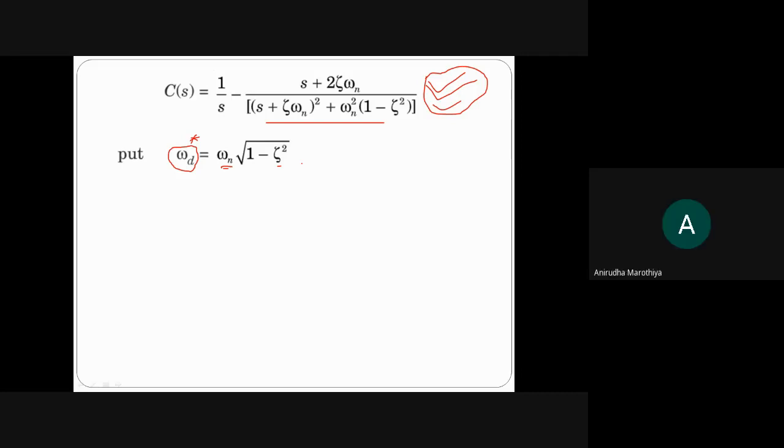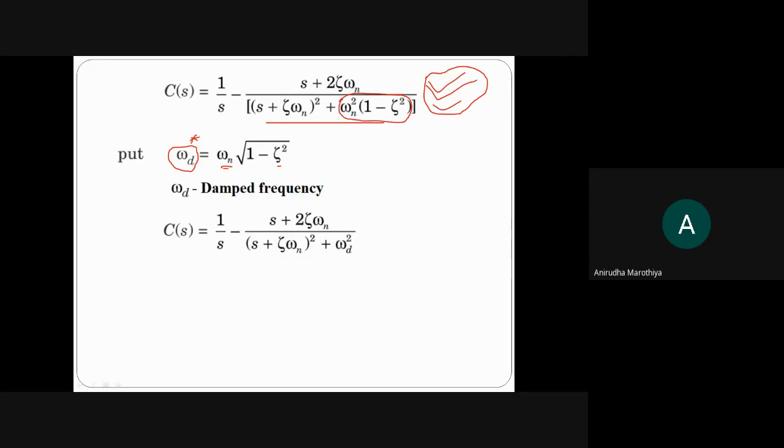Yes, sir. Now if you put omega d equal to omega n under root 1 minus zeta square, how will this expression look? Where omega d is nothing but the damped frequency. So if you replace this entire term, because this term indicates your omega d square, because omega d is nothing but omega n under root 1 minus zeta square.